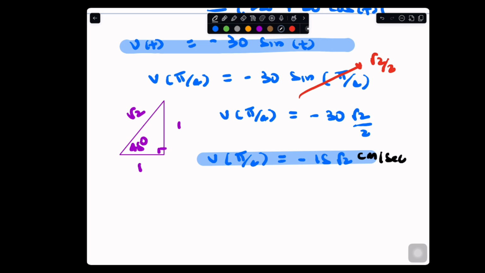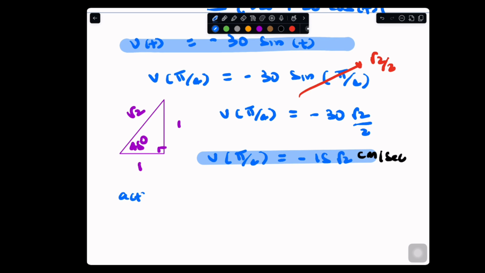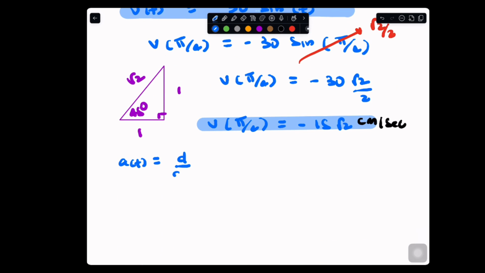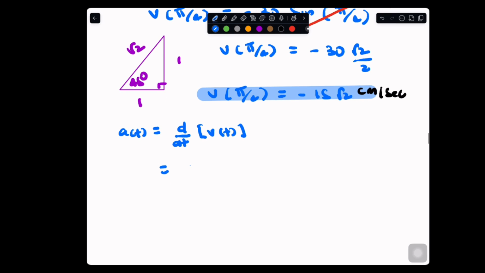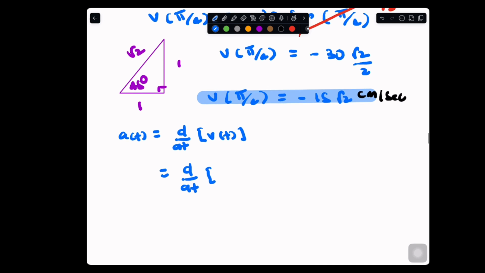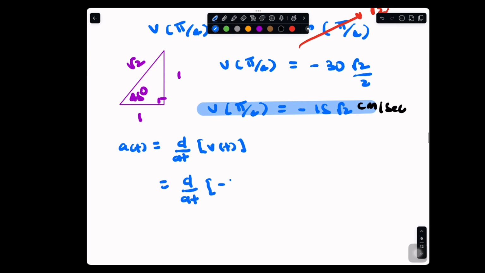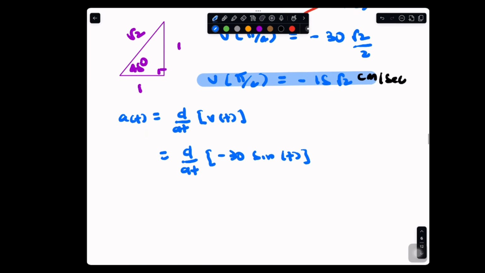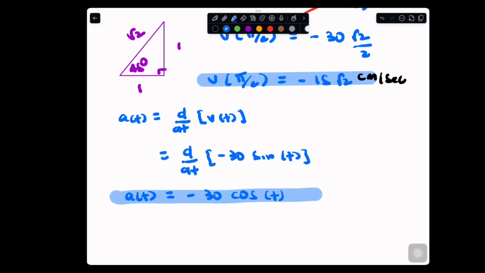Let's find now what's the next we've got to find? What's our acceleration? Well, the derivative of what function? Okay, so get the velocity function, differentiate that. That's minus 30 sine t. Is that right? I know I moved pretty quick there. There's your velocity, negative 30 sine t. What's this derivative? Yep. That's the function we're looking for.